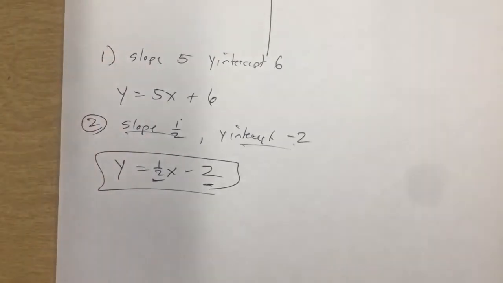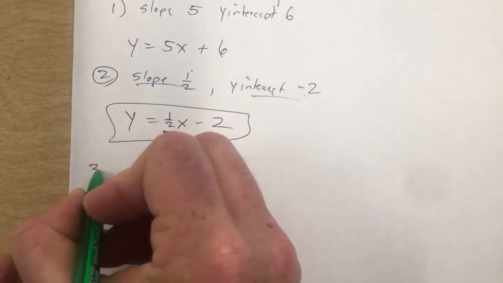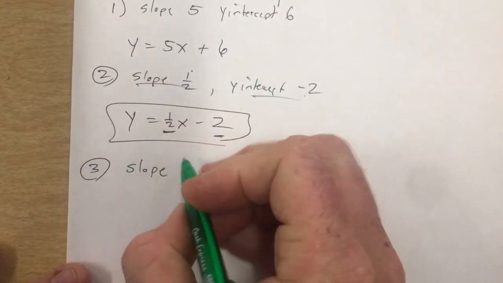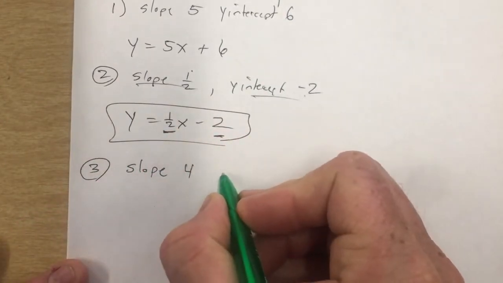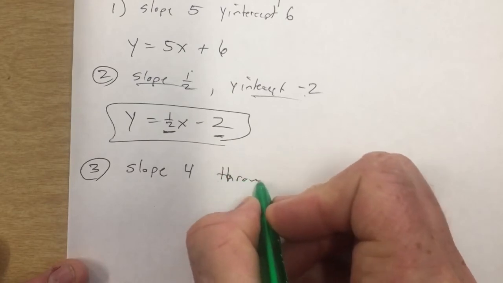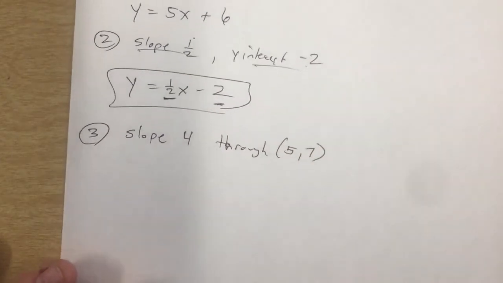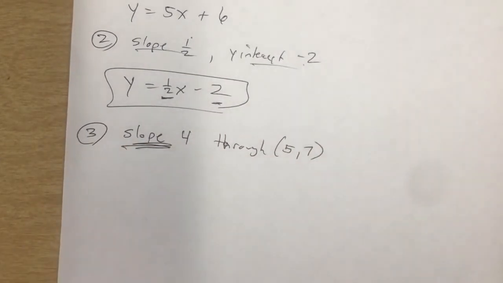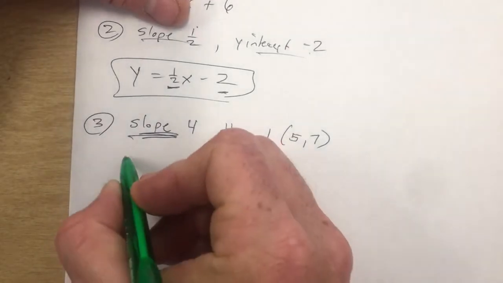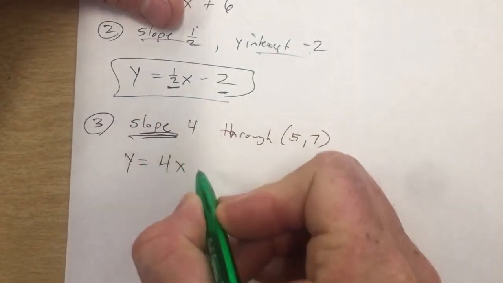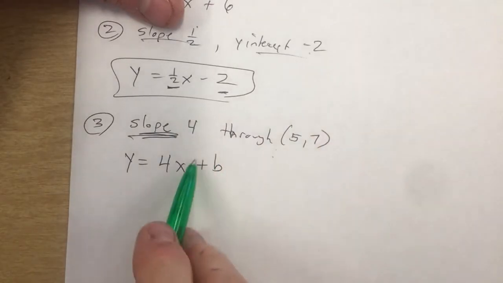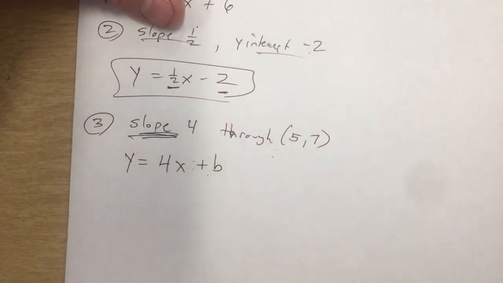Okay, now suppose number 3 here, you're told that the slope is 4 and it goes through this point, 5, 7. It goes through that point right there. We have one of our two things right here, the slope. We just don't have the y-intercept. So what we're going to have to do is figure out what the y-intercept is. So far I know this, y equals 4x, but I don't know the y-intercept number, so I've got to put the b here.